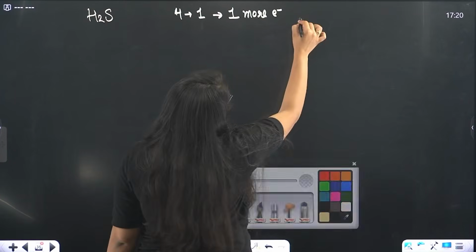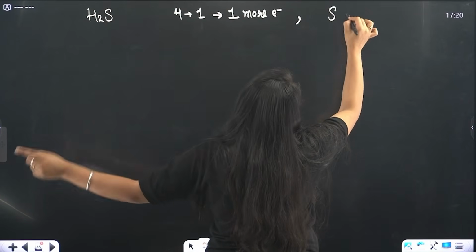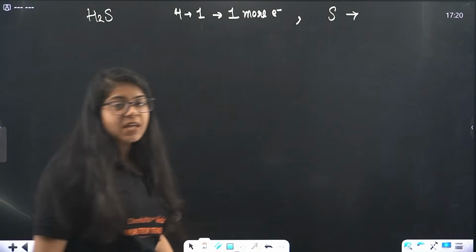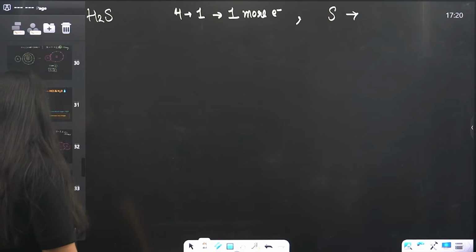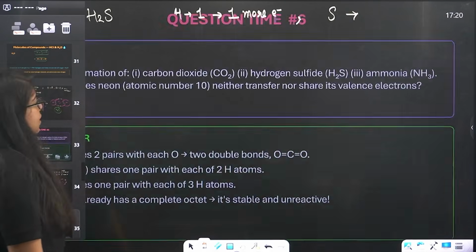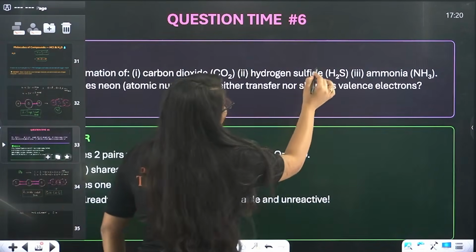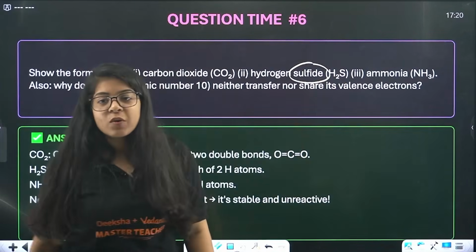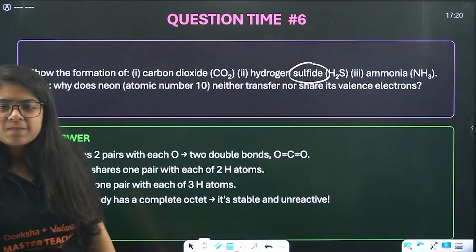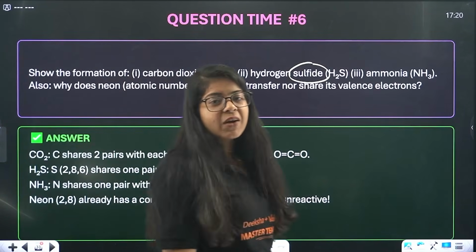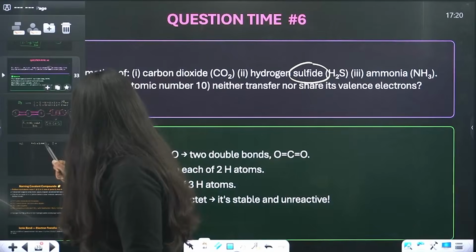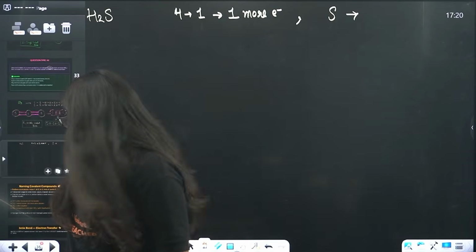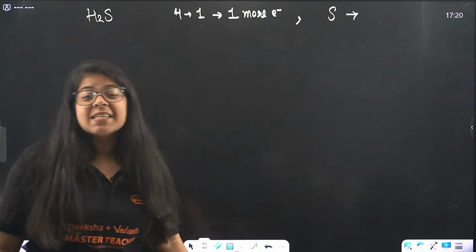Then, beta, sulfur. What is the atomic number of sulfur? Let me know in the comment section fast. Do you know? Okay, write it down. Great, let's move on. The atomic number of sulfur is 16.